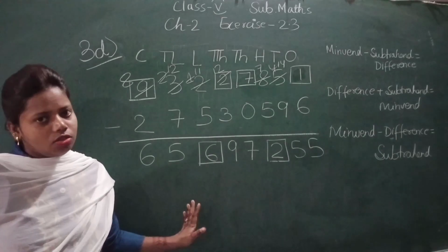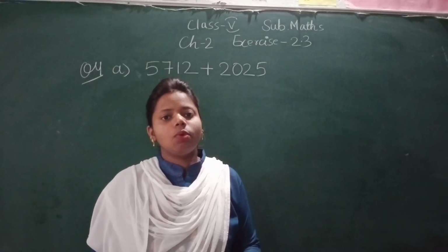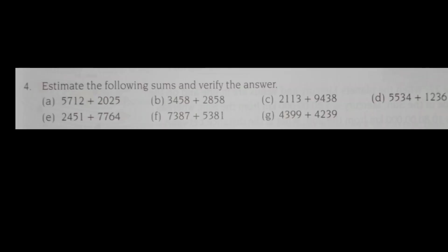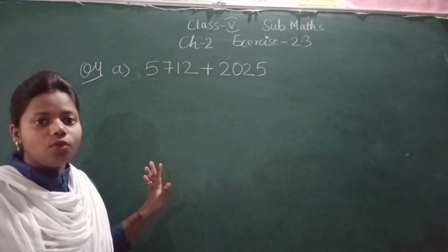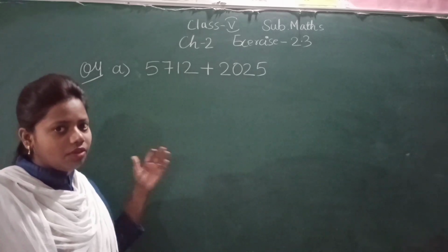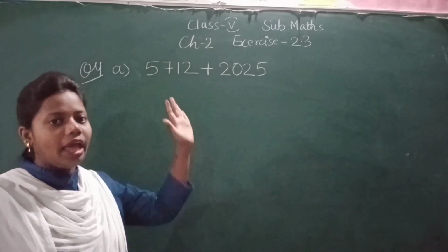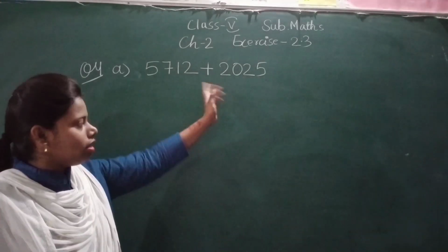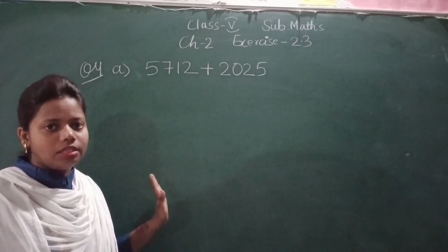Now let's move to question number 4. Question number 4 is: estimate the following sums and verify the answer. In this question we have to estimate the sum. Estimate means we have to round up, and sum means we have to do the addition. And then we have to verify the answer also, so we have to do the actual sum also. We will just add these two numbers. But first we have to estimate the sum.